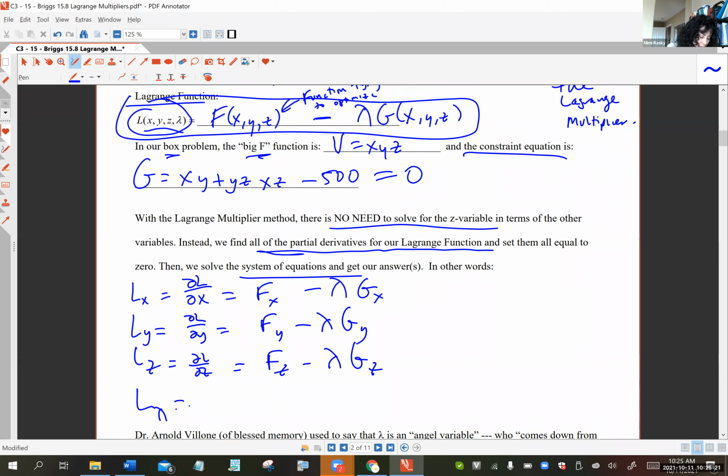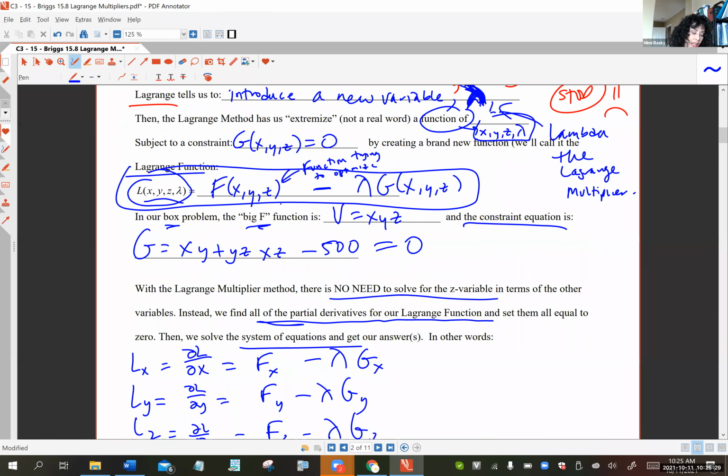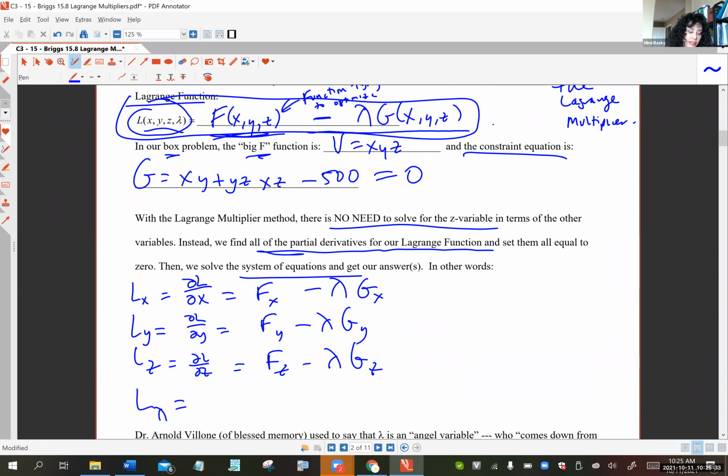And L lambda: when you hold all the other variables constant, the x's, y's, and z's, the derivative of f(x, y, z) with respect to lambda is 0. And then the derivative of minus lambda G(x, y, z) is just going to be negative G(x, y, z). And then you're going to set all these partials equal to 0 at the same time, all of them.